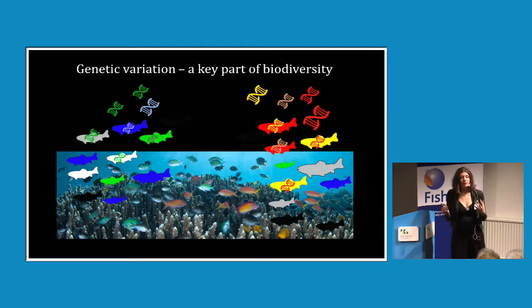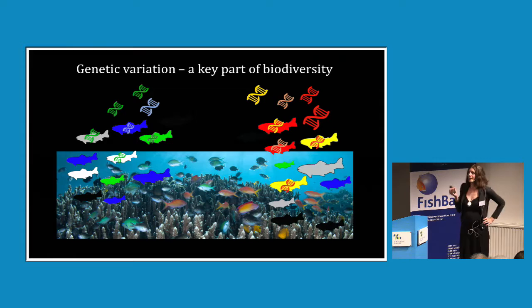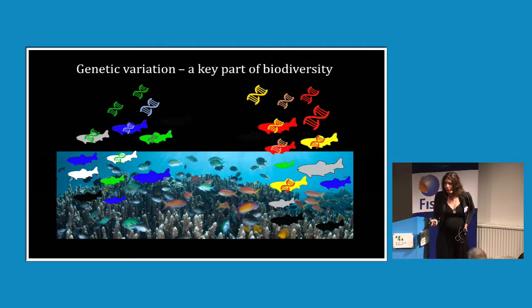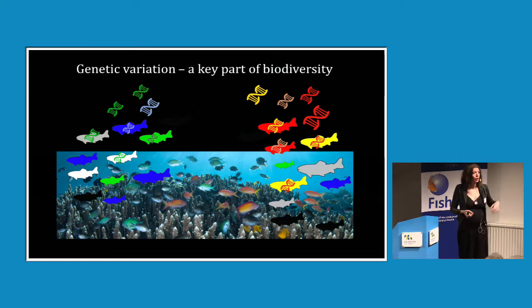And this level of biodiversity is actually a very key part of biodiversity. Without genetic diversity, we have nothing for evolution to work on. So it's necessary for species to be able to evolve and adapt to a changing environment.